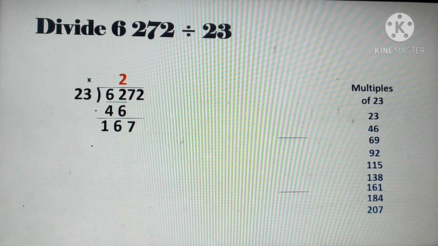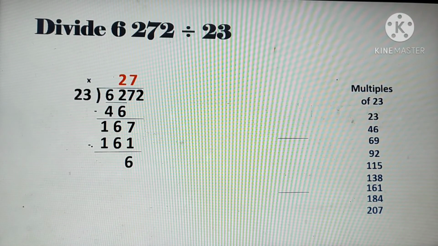So we'll just consider 161. And 161 is 7th in the list. So meaning 167 divided by 23 is 7. And 7 times 23 is 161. And then subtract. 167 minus 161 is 6. And then bring down the last digit remaining. Bring down 2. And then 62 divided by 23.